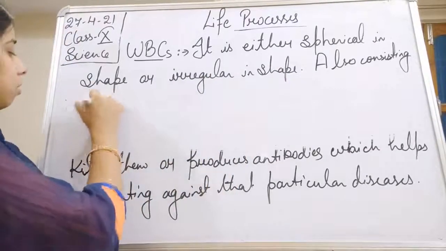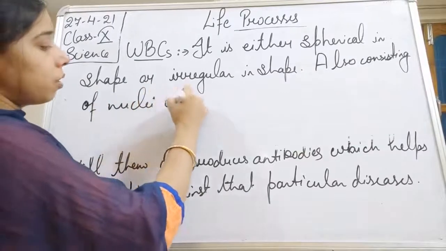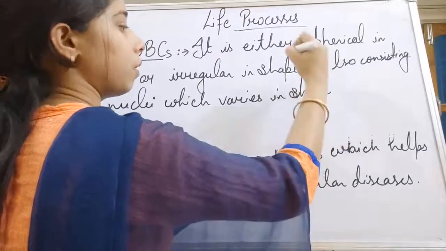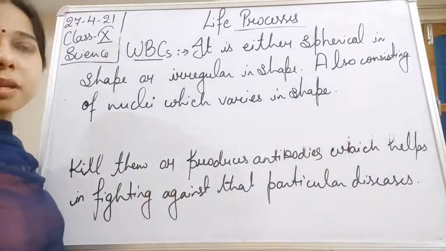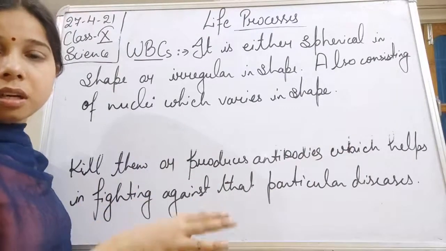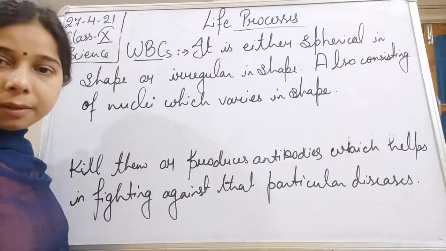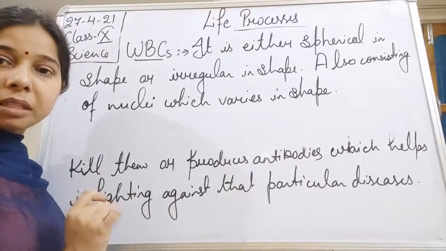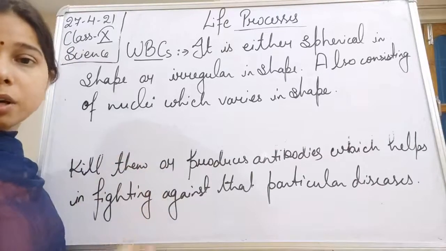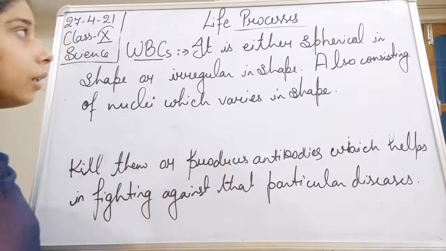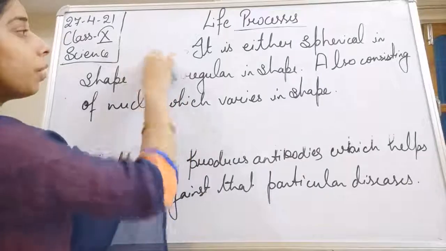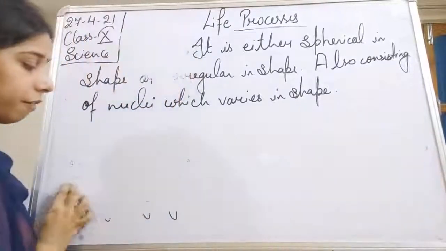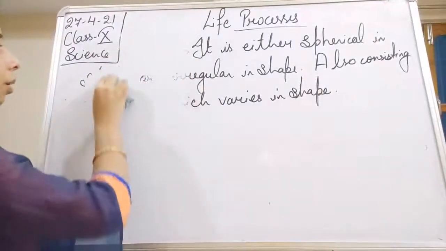Also consisting of a nucleus which varies in shape. So this nucleus present in it is different in different WBCs, totally depending on the different shapes. Okay, so this is all about the WBC. The most important function of the WBC is that it helps in protecting our body. Let us see the next one, which we call the platelets. What is the role of the platelets in our body? I hope you have understood the role of the WBC in our body.